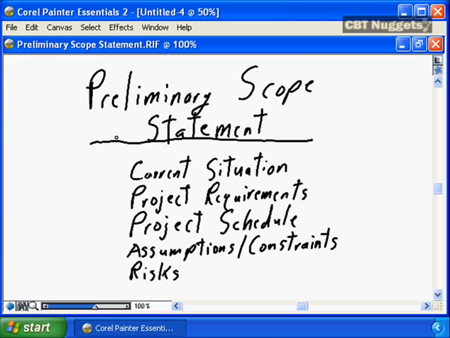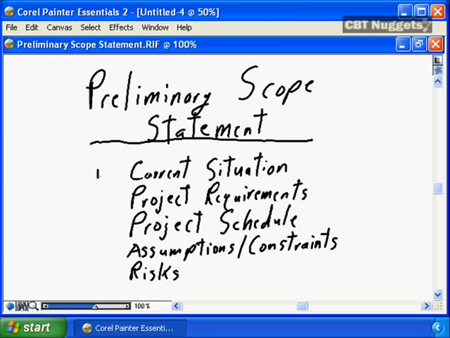So current situation, project requirements, project schedule, assumptions and constraints, and risks are not part of a separate document called preliminary scope statement. They will be part of the master deliverable that we're now calling the project charter, the high-level view of our project.